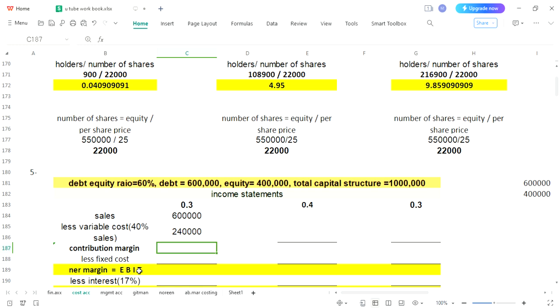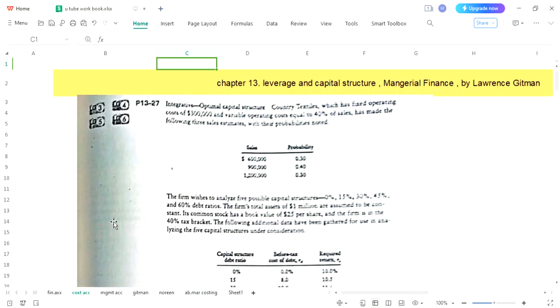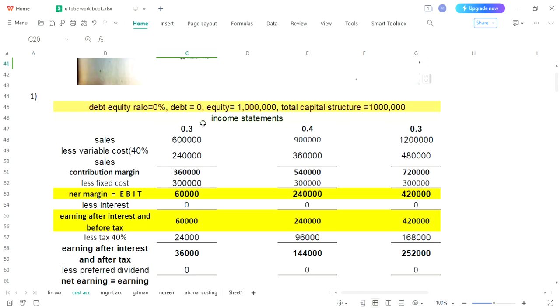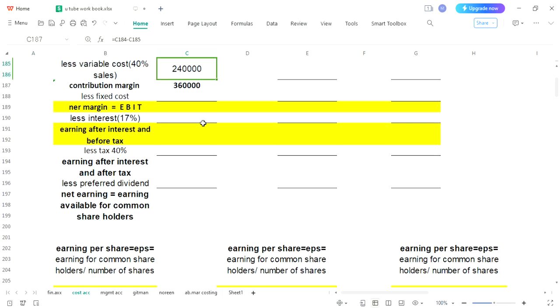Contribution margin we can now calculate by subtracting variable cost from sales. 6 lakh amount of sales, and you will subtract variable cost, which is 240,000. By subtracting it, we will get our contribution margin and fixed cost. As you know, in the question it has been mentioned 3 lakh. For all of our parts, this fixed cost would not be altered, and you will write 3 lakh in place of fixed cost. EBIT can be calculated right now by subtracting fixed cost from CM. Amount of contribution margin 3,60,000, and you will subtract your fixed cost 3 lakh.